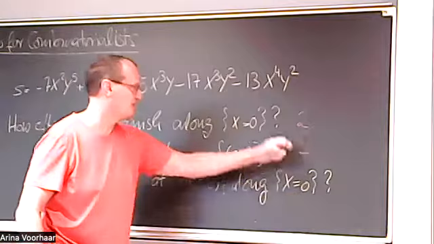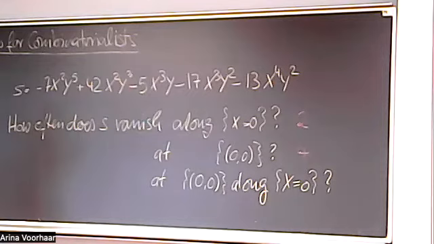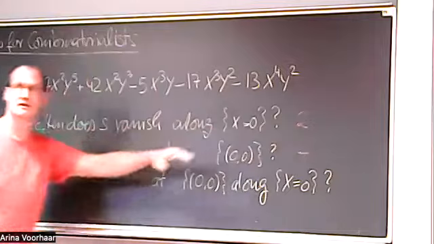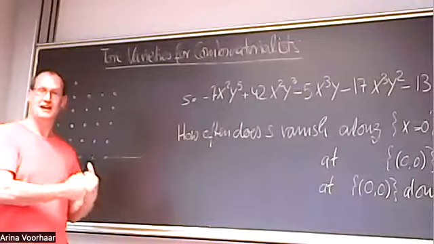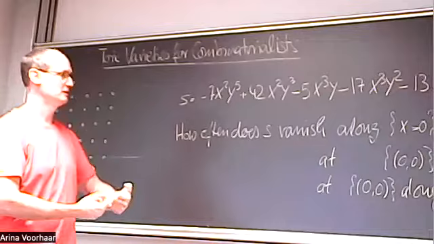But what I can do is divide the whole thing by x squared. Then I have an honest function along the line x equals 0, and then I can restrict to it. So set x equal to 0 and then look at the lowest y term. How often does it vanish? The answer is 3.